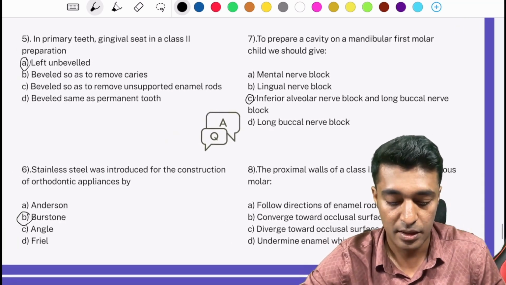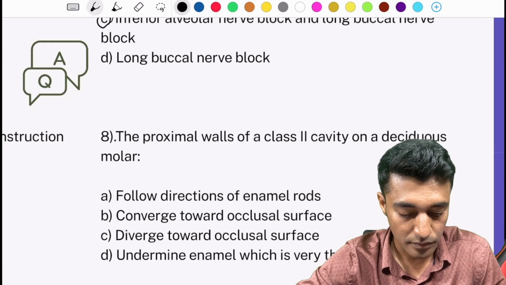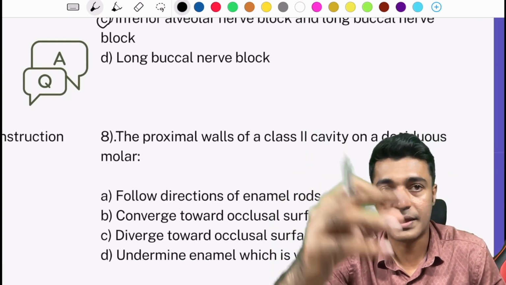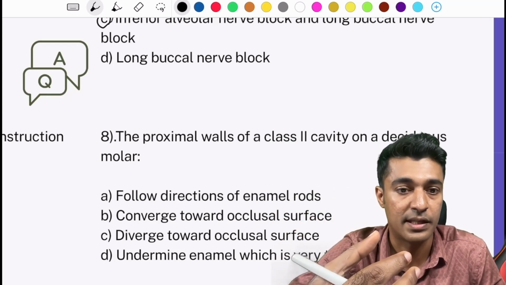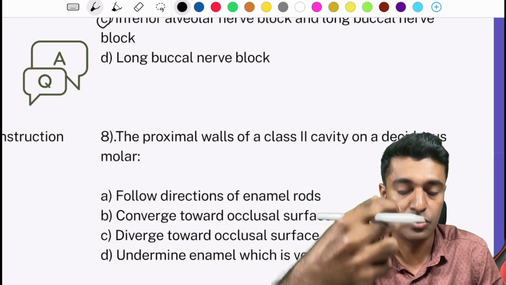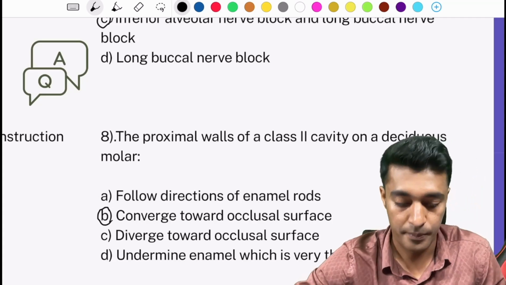Question number 8. The proximal walls of a class 2 cavity on a deciduous molar. The proximal walls of the class 2 cavity on a deciduous molar are supposed to provide retention for the restoration. So they should converge towards the occlusal surface. So the answer is option B.